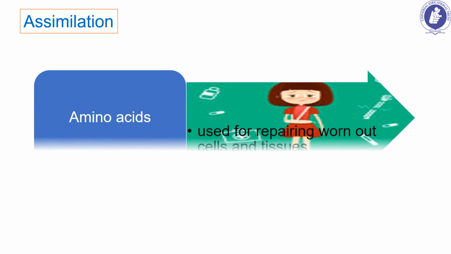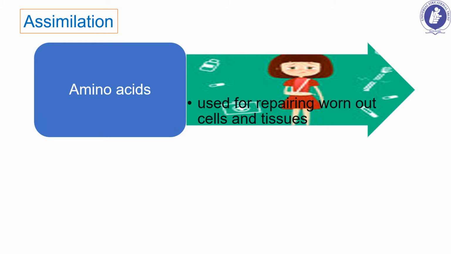Similarly, another soluble substance called amino acids is used for repairing worn out cells and tissues. Now you understood why children should eat a lot of protein rich food and how it helps for growth and repairing damaged parts of their body.